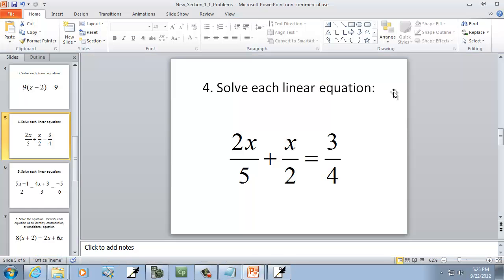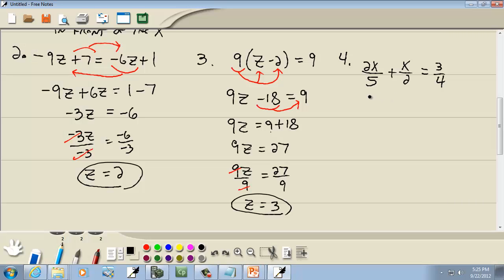So we got 2x over 5 plus x over 2 is equal to 3 over 4. First step, get rid of parentheses. Don't have any. Second step, get rid of fractions. I'm going to multiply everything by the LCM of all our denominators. We got 5, 2, and 4. 20 would be our LCM. So we'll multiply everything by 20.